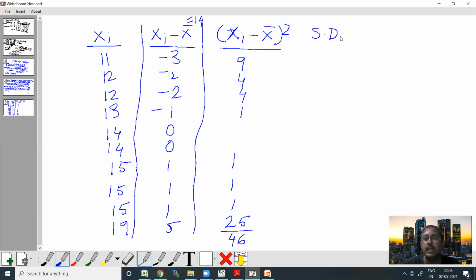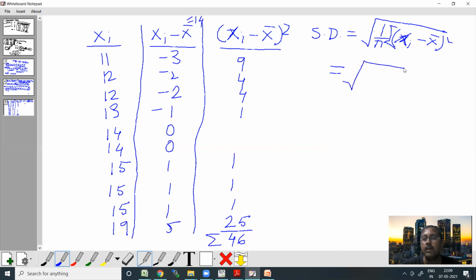Standard deviation is equal to root over of 1 by n, where n is the total number of observations, into the summation of (xi minus x bar) square. So each of the xi minus x bar, we do a summation. So what is the summation coming as? The summation is coming as 46. So how do I put it here?